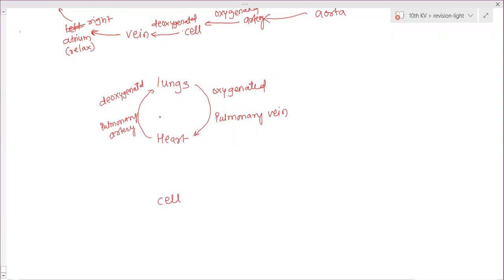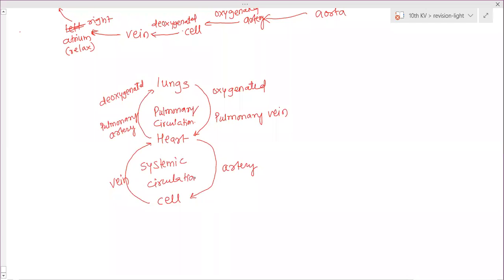So this is pulmonary circulation. And then heart to cell with the help of artery, and cell to heart, the movement is with the help of vein. This is called systemic circulation. Clear? So this diagram you have to explain for double circulation.